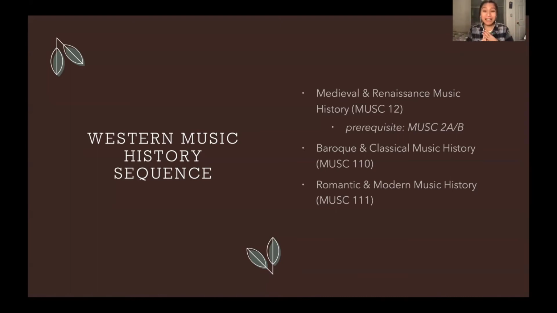There are 3 main classes in the Western music history sequence: medieval and Renaissance, Baroque and classical, romantic and modern. For medieval and Renaissance music, you should have completed 2A and 2B of your music systems.